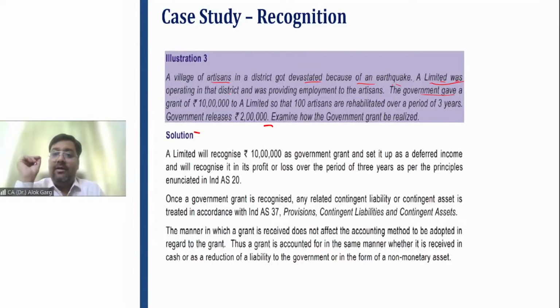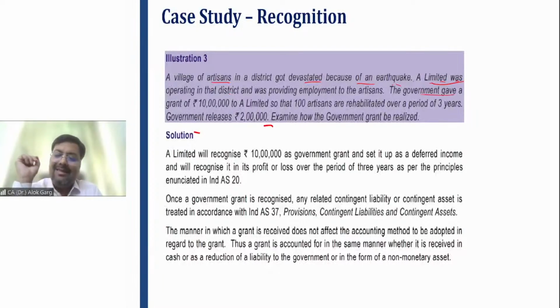In this case, nothing is written that if 100 artisans will not be settled, then the entire grant will be refundable. Nothing has been written like that. So we will assume that the company will be helping these artisans over a period of 3 years for their rehabilitation. And in this case, the company will recognize the 10 lakh rupees of government grant over a period of 3 years, right? And the related amount the company has to show as a contingent liability.